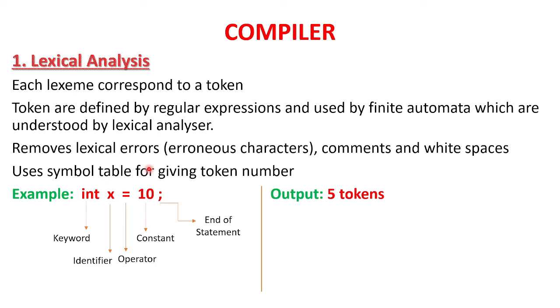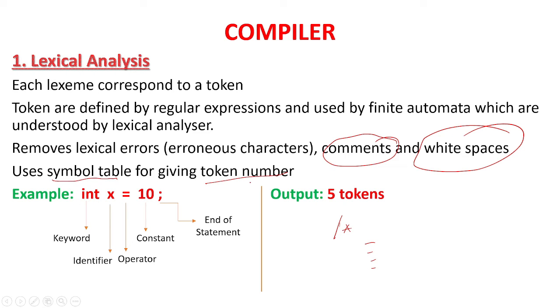So it removes all lexical errors like comments, white spaces. Those are the lexical errors. In C program, suppose you have opened the comment and then you forget to close the comment at the end, then you will get the lexical error. Even for the white spaces, you get the lexical error. And it uses symbol table for giving token number. Every token is given the number inside the symbol table. Symbol table is a data structure for storing all the data like variable data or the data type details.